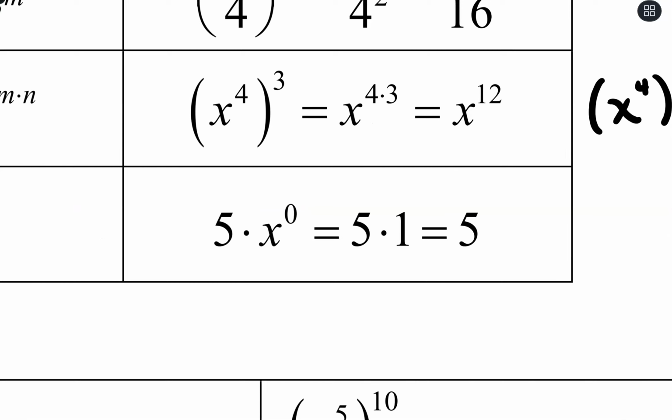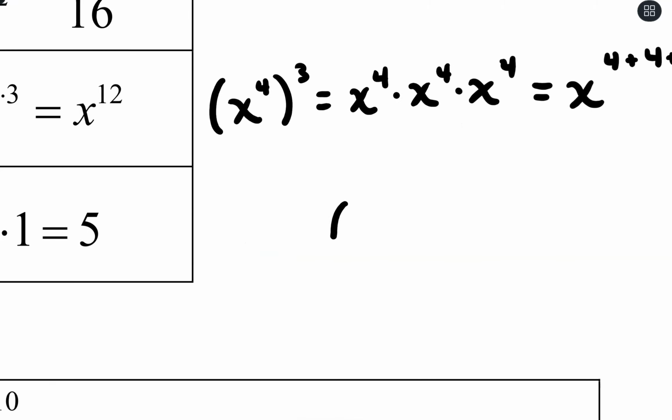Here, if I have 5 times x to the 0 power, well, that multiplication is separating things, so really it's just the x that's being raised to the 0 power. So that piece will turn into a 1, where 5 just remains the same. So we'd have 5 times 1 equals 5.